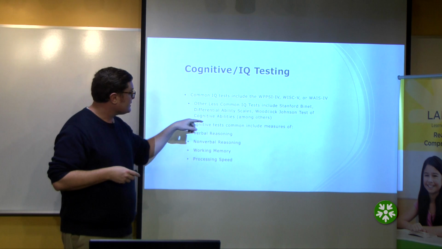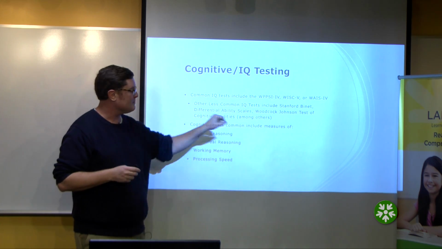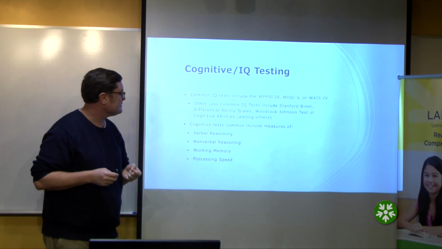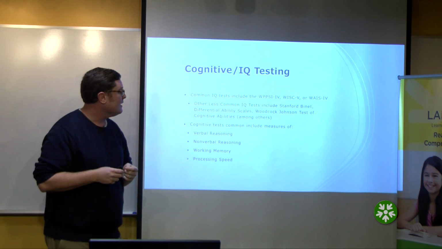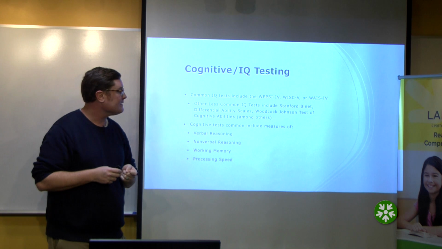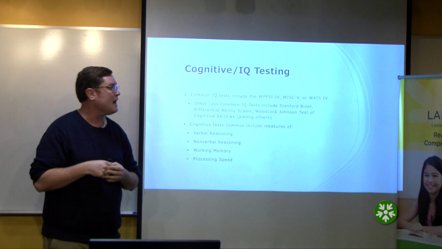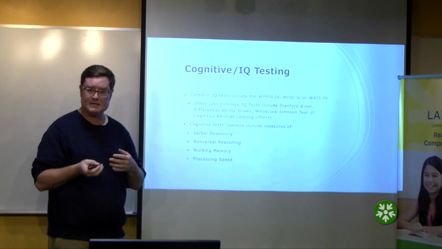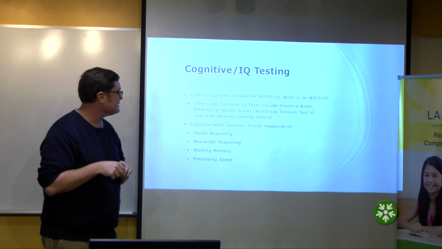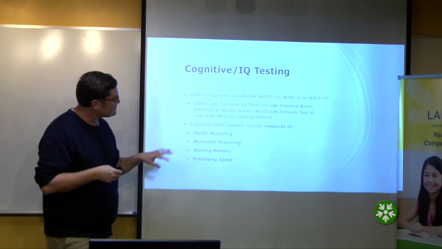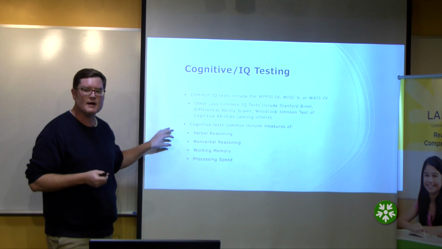There are other IQ tests, so you may see the Stanford-Binet. This is referred to commonly as the DAS, or Differential Ability Scales. Woodcock-Johnson has an IQ test. I know a lot of times school providers may have heard of that one. The academic test seems to be a little more popular, but it does have a cognitive battery as well. And then, these are common components of an IQ test.